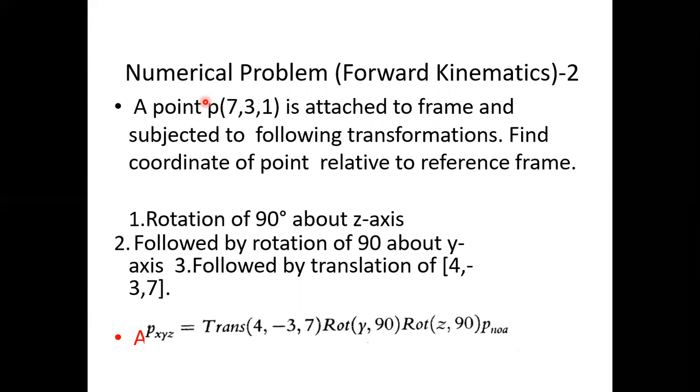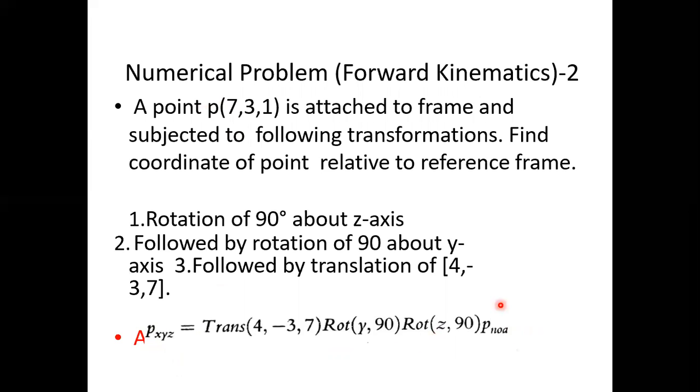Say for example, this is the example of a point P (7, 3, 1) attached to the frame and subject to the following transformations. Find the coordinates of the point relative to the reference frame. Okay, in this we have a different condition. Rotation of 90 degrees about the z-axis, followed by rotation of 90 degrees about the y-axis, then followed by translation of 4 in the x-axis, minus 3 in the y-axis, 7 in the z-axis. So this is the concept.